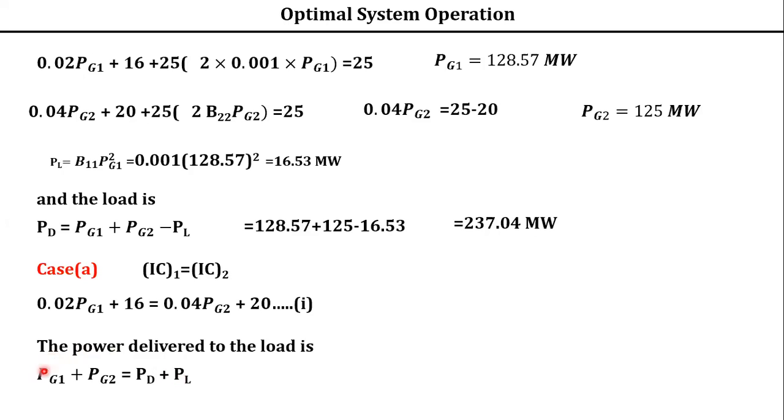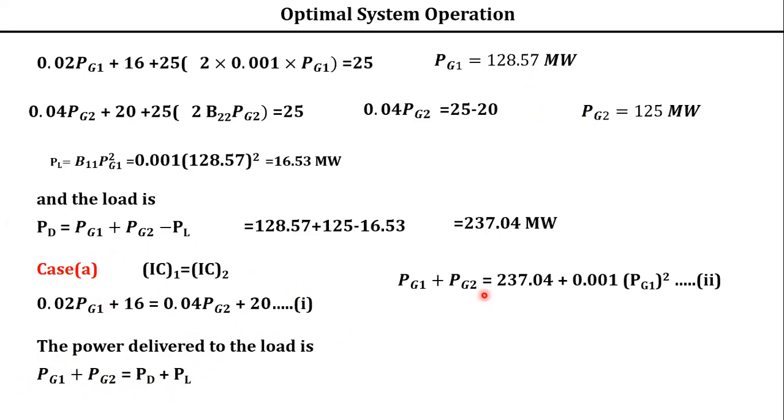Understood? So total generation is what? There are two plants, PG1 plus PG2 is equal to loss plus load. Is it clear? So from this one, we have PG1 and PG2 that we have to determine under this condition, under case A. We have to find out. You cannot substitute these values.